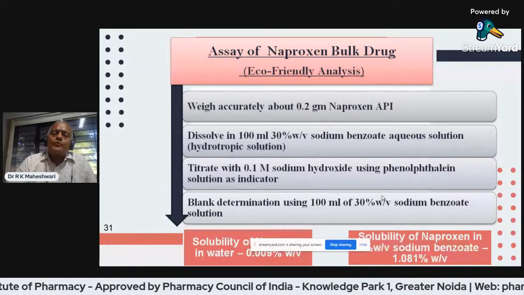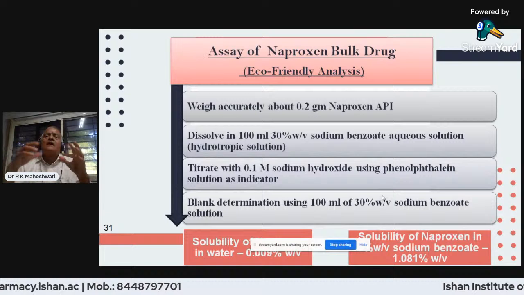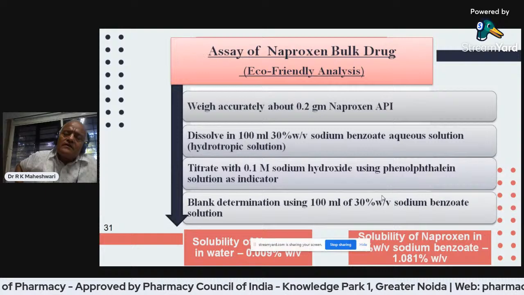I'm trying that such types of methods should be incorporated in the pharmacopoeia, so that persons in different laboratories can utilize the sodium benzoate solution in place of dimethylformamide or in place of methanol, etc. So to some extent we can protect human beings against the harmful effects of vapors of these harmful organic solvents. Anyway, I am trying that some of the methods should come in the pharmacopoeia.